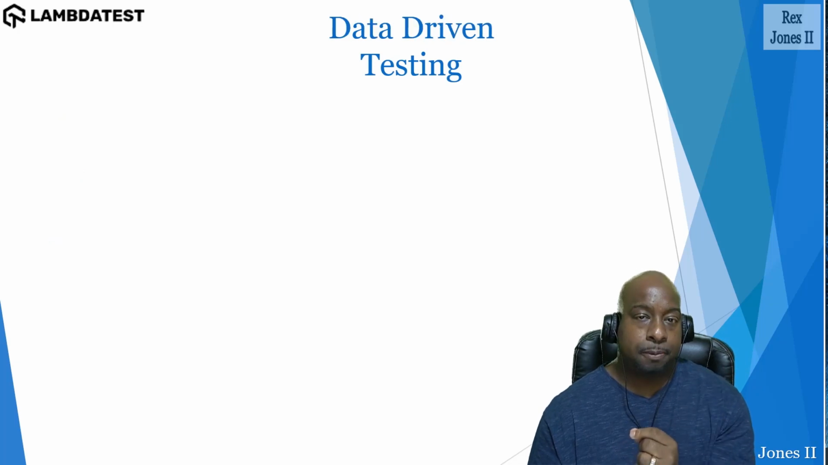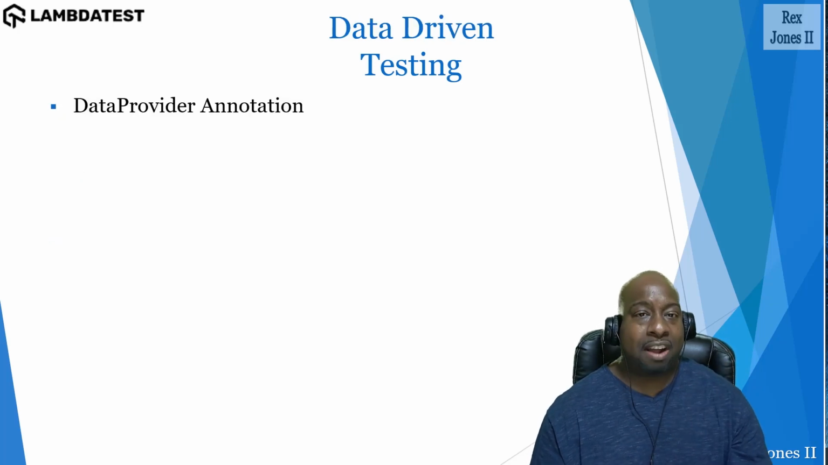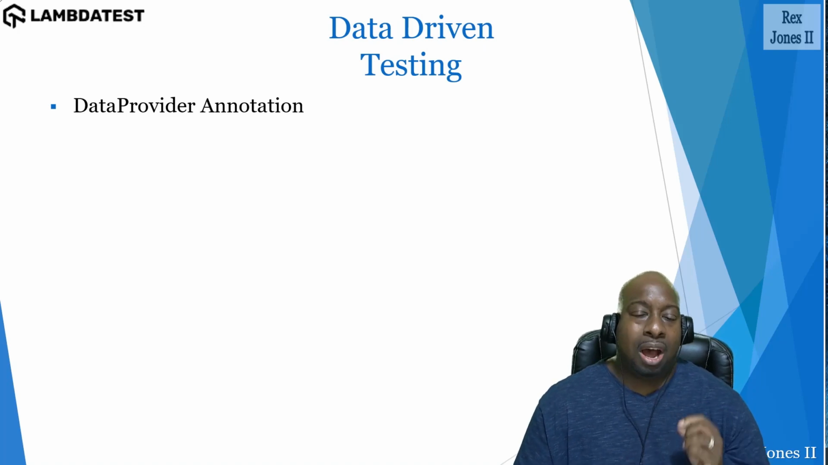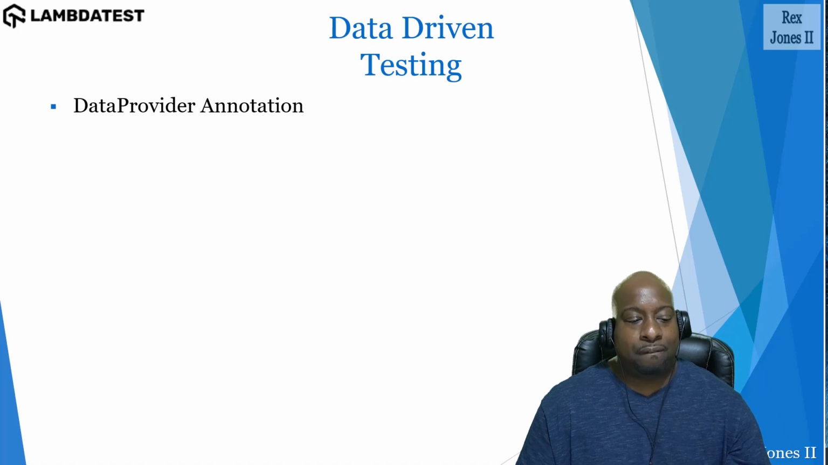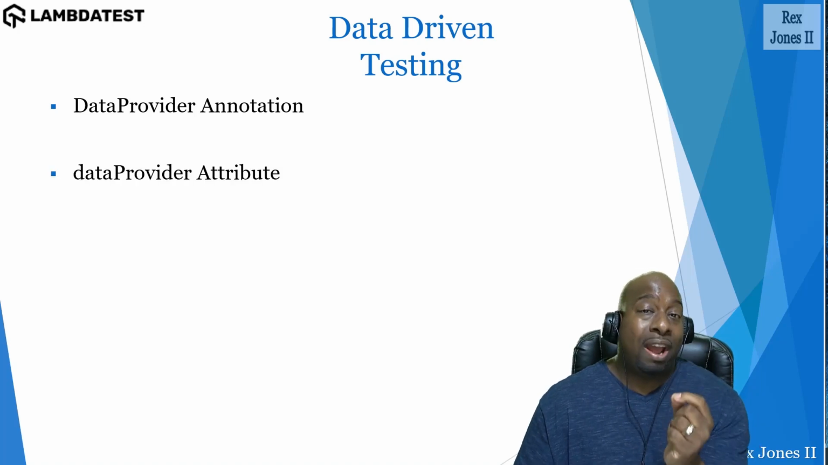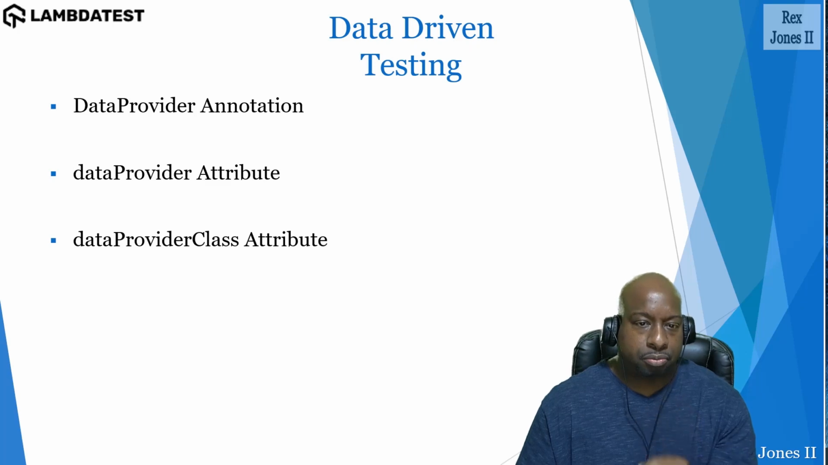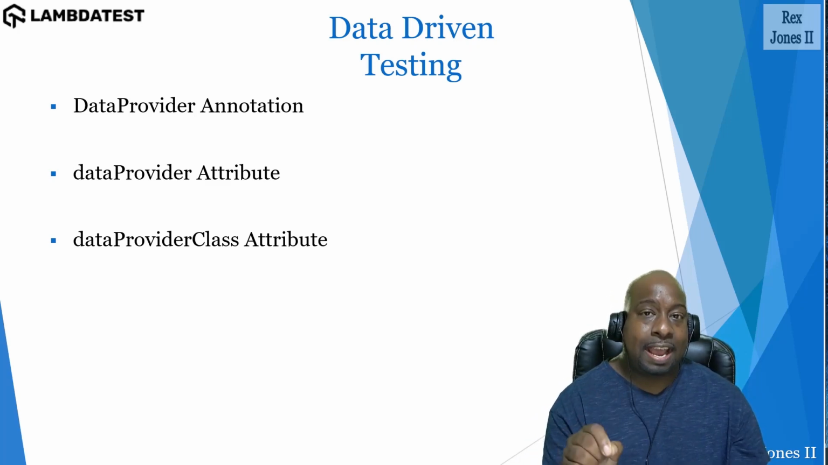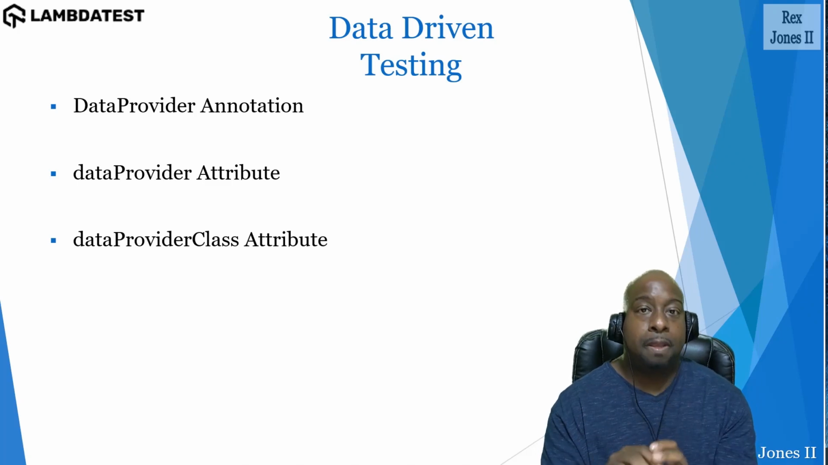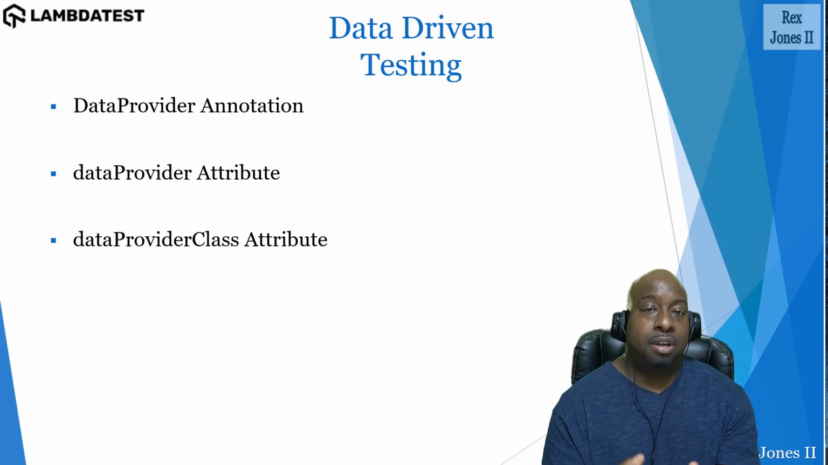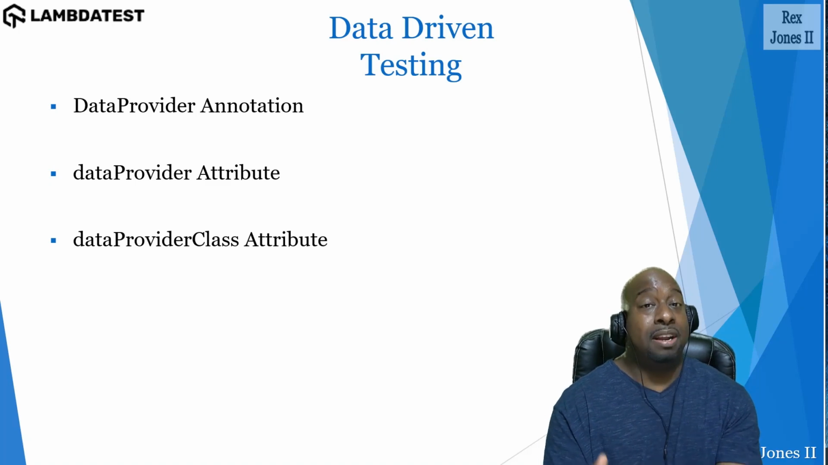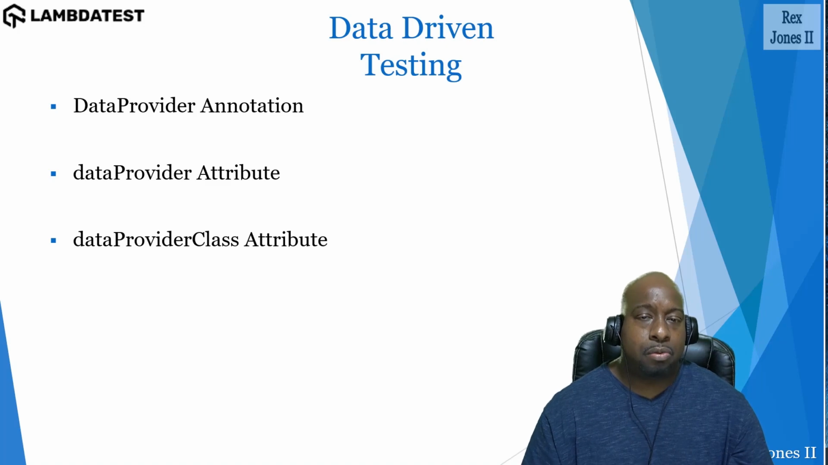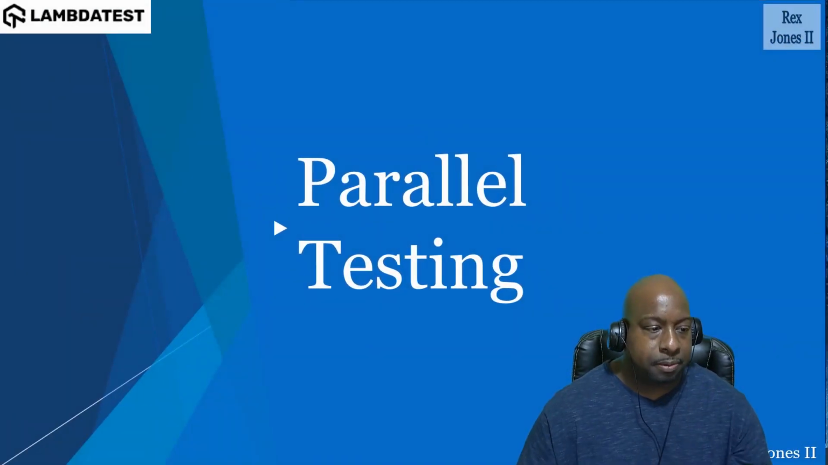For data-driven testing, we need a data provider annotation. In addition to the data provider annotation, our test script requires a data provider attribute or a data provider class attribute. A data provider attribute allows us to send data from the same class. The data provider class attribute allows us to send data from a different class. All of the code will be on GitHub. Now, let's get into our parallel testing.